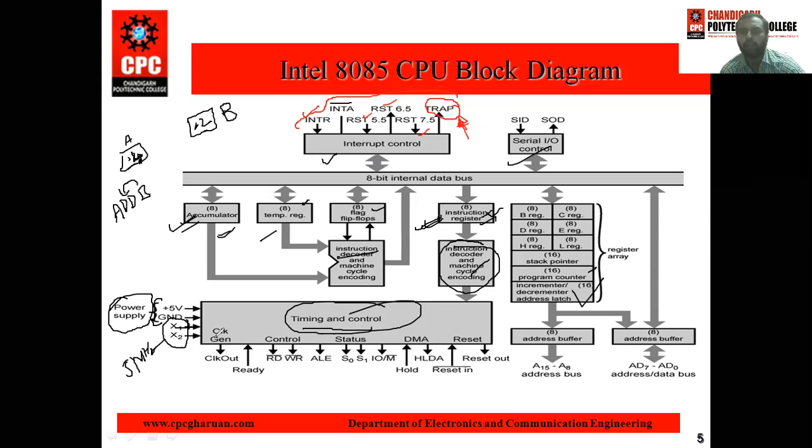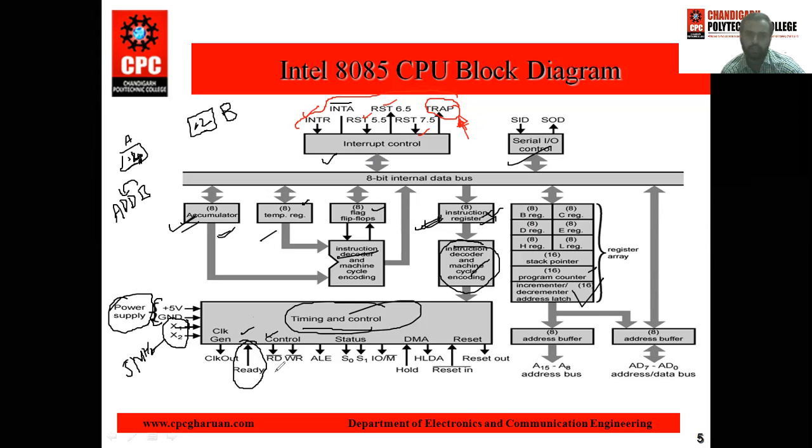Next is clock out. The microprocessor applies a clock to your peripheral devices, so all ICs get synced with each other. Next is ready. The speed of the microprocessor is higher than that of your peripheral devices. So if you want to transfer data from the microprocessor to peripheral devices, or from peripheral devices to the processor, there is a ready signal. If the receiver is ready, then the data communication can take place, otherwise not.